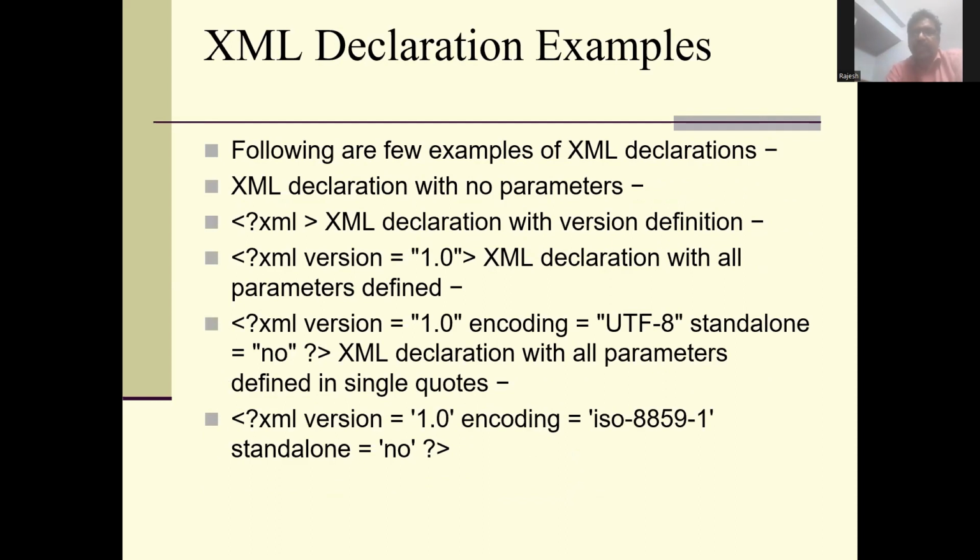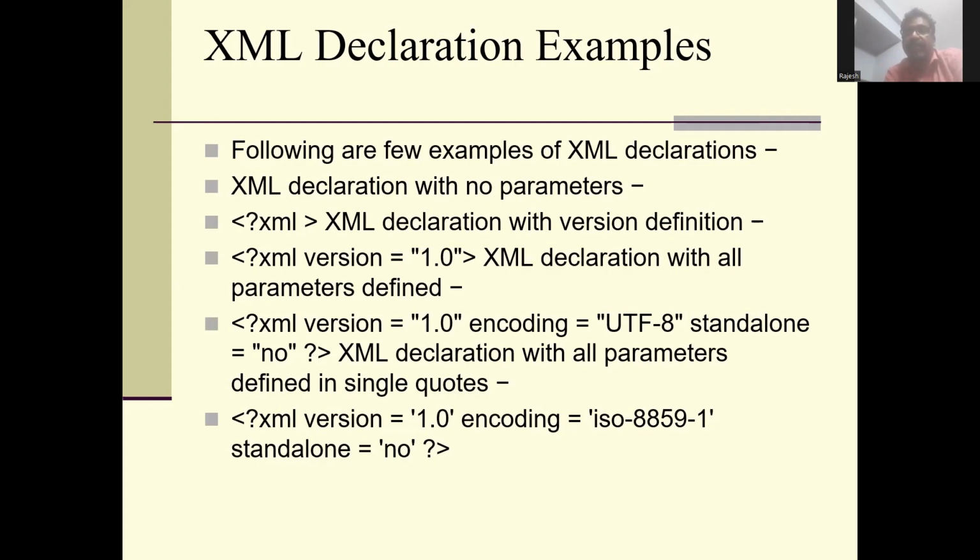So XML enables the sharing of structured information among programs and programmers, programs and people, locally and across networks. Here is an example for declaration purposes, the XML declaration. XML can be declared without parameters, we can declare the XML with version, and we can declare the XML with all the parameters. What are those? Version, encoding, and standalone.